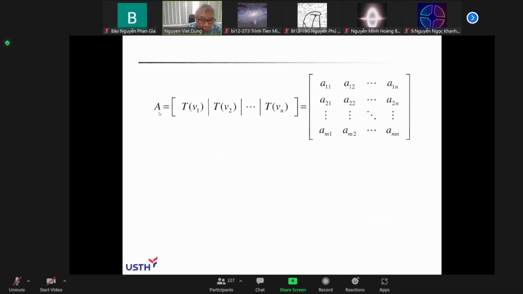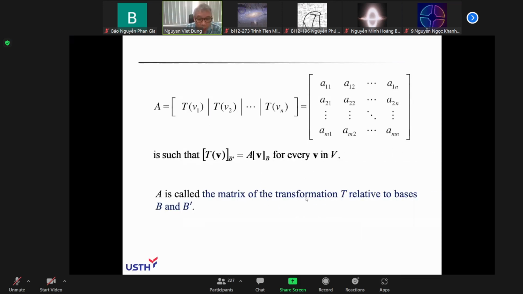We denote it by A and we call it the matrix of the transformation T relative to the bases B and B prime, B on the domain and B prime on the codomain. That matrix A satisfies that formula: T of V equals A multiplied by V. You should pay attention to which basis the coordinates are according to.